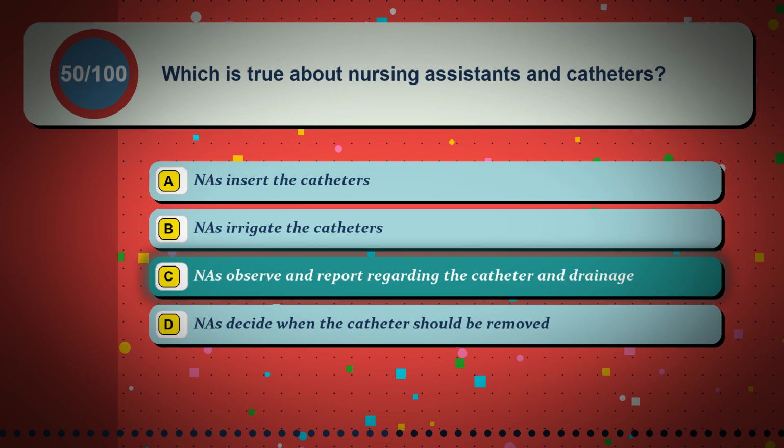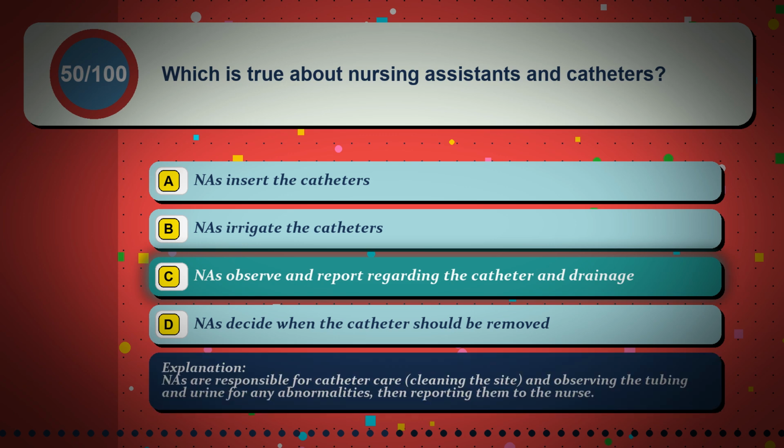The correct answer is option C. NAs observe and report regarding the catheter and drainage. NAs are responsible for catheter care, cleaning the site, and observing the tubing and urine for any abnormalities, then reporting them to the nurse. Question 51.